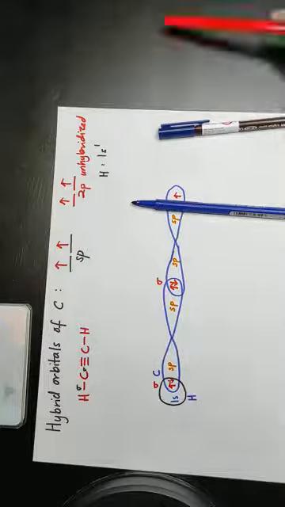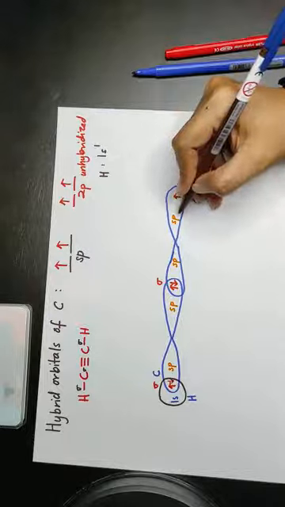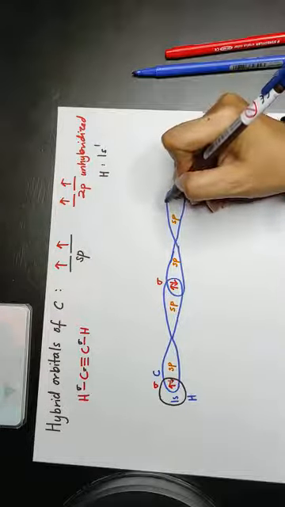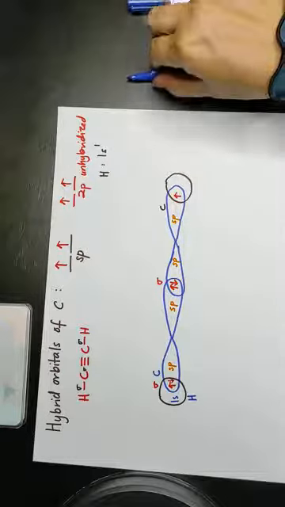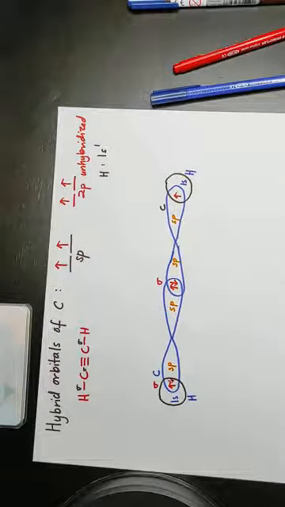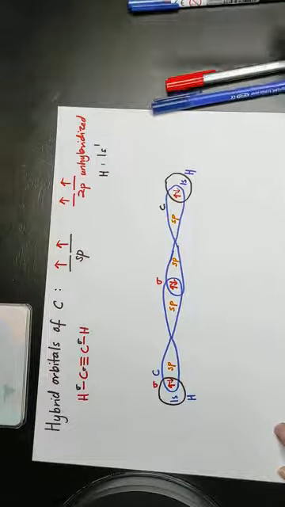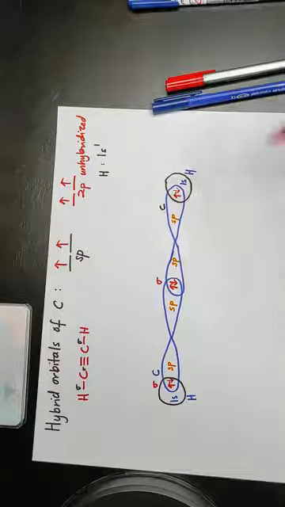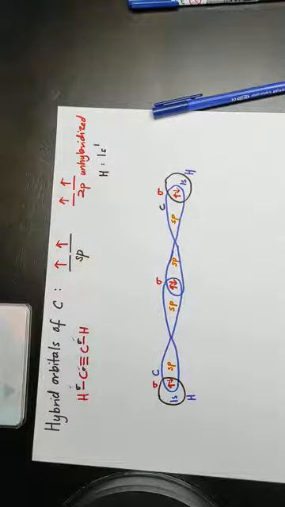Alright, and now the second sigma bond is formed for the first carbon. So continue with the second carbon atom. So the sp hybrid orbital of carbon overlaps with the 1s orbital of hydrogen. So in the overlap region, it contains shared electrons with opposite spin. So now the sigma bond is formed. Okay, so that settles it.